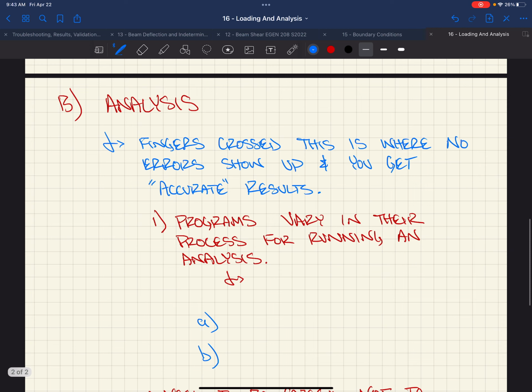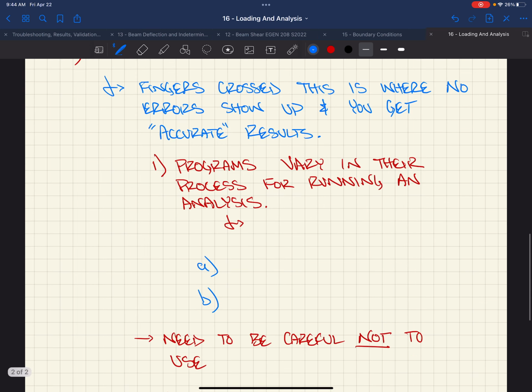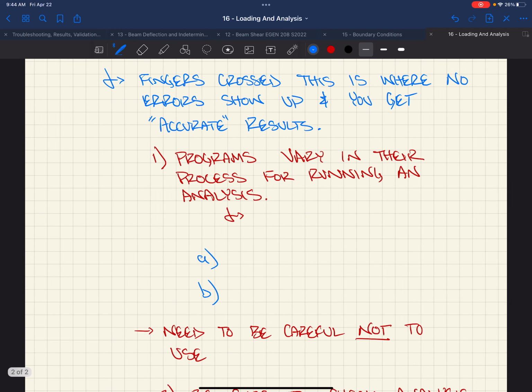All right, analysis. So you impose all these boundary conditions, you think that it matches your mathematical model, right? It's geared towards getting something out. Your intent, and this is where you cross your fingers and hope that errors don't show up, is that you get what we call accurate results. We're gonna try and match our mathematical model, and model something that we're going to feel good about the results that we get out of it. Well, the programs vary in their process for running an analysis. How does RISA do it?